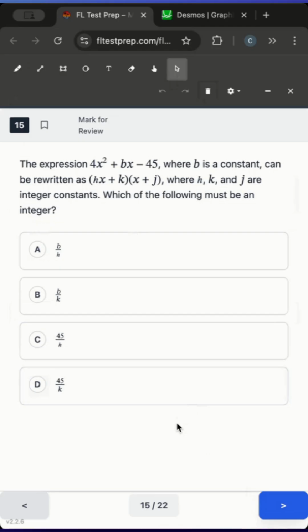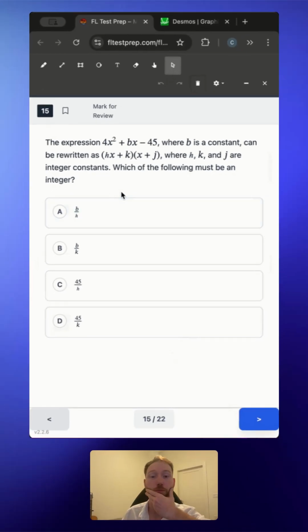Oof. Can you solve this tough quadratic SAT problem? The expression 4x squared plus bx minus 45, where b is a constant, can be rewritten as (hx plus k) times (x plus j), where h, k, and j are all integer constants. So integer just means whole number. You need to know what an integer means.